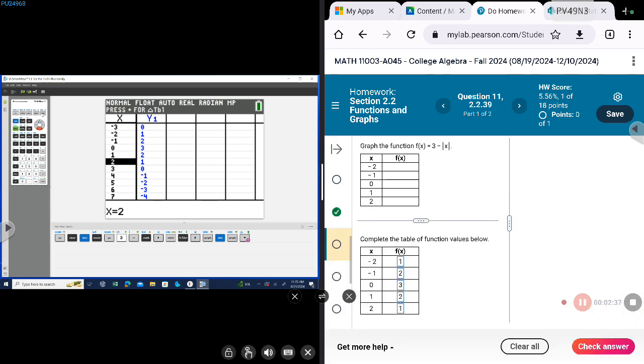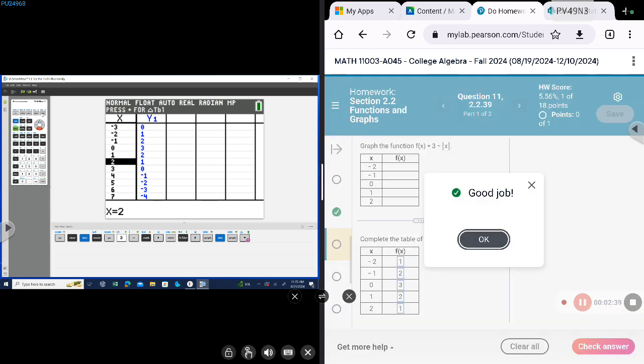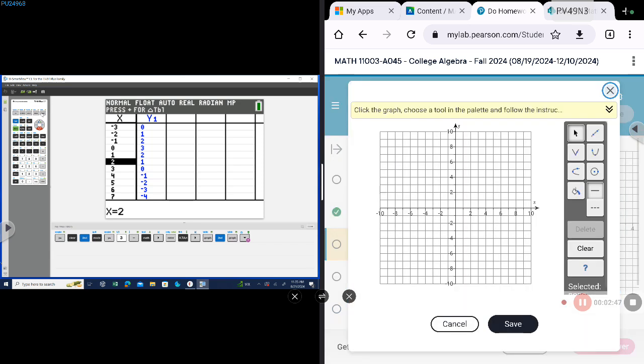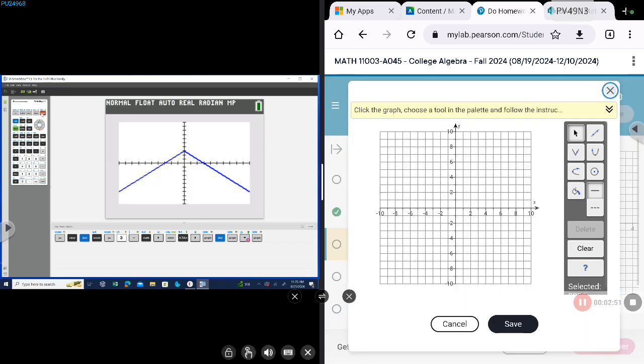Then you'll check that answer. Good job. And then we're going to graph it. Now, remember what this graph looked like, because that's what you have to tell MATLAB first. It is that V shape. It's upside down, but it is the V. So I am going to tell it the absolute value.